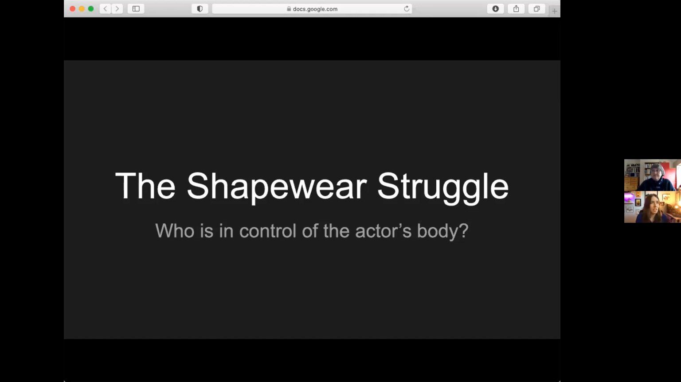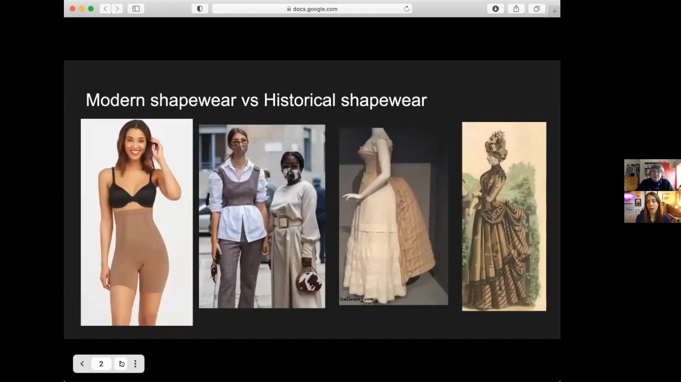However, these decisions can cause actors to react negatively if it conflicts with their own perceptions of their body, especially if shapewear is involved. Because actors have an established relationship with their body beyond the characters that they're performing, their internalized perception of their body should influence the choices of the designer, specifically when using modern shapewear for a contemporary production. So, the difference between modern shapewear and historical shapewear.